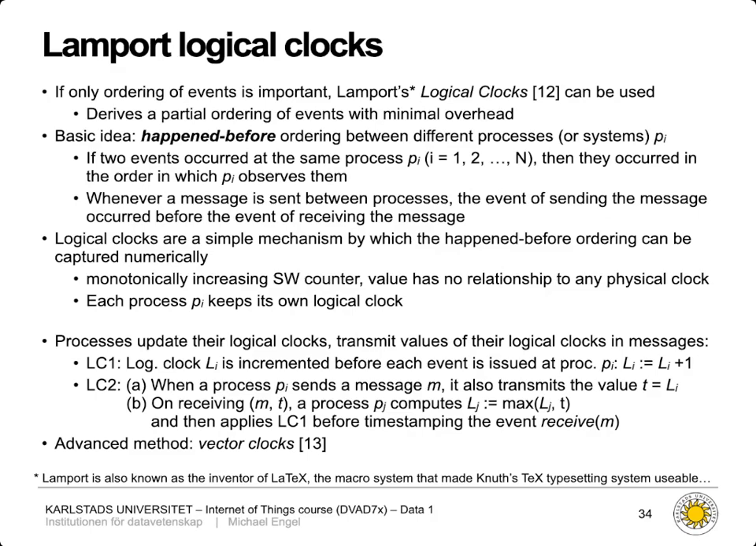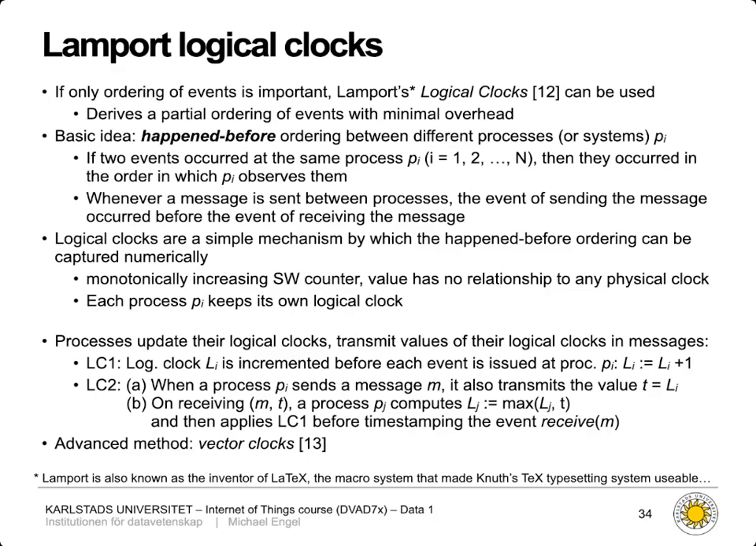So each process or each node Pi keeps its own logical clock here. And now processes increase this counter, so update their logical clocks, and transmit values of their logical clocks in messages to other systems. And so the first thing is, the logical clock of a node i, which we call Li, is incremented before each event is issued at this process Pi. So we just increment our logical clock before the next event.